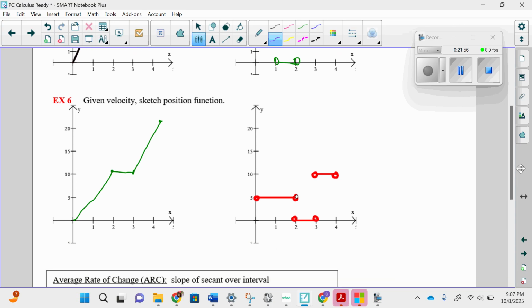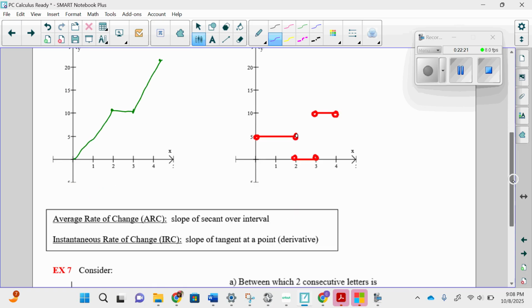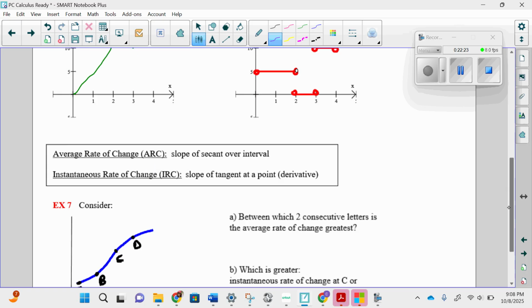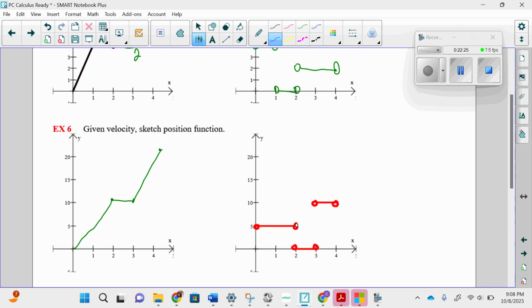And then example 6, going the opposite direction, we're graphing now a position function that has a constant rate of change of 5 between 0 and 2, then a constant rate of change of 0 between 2 and 3, and then a constant rate of change of 10 between 3 and 4, and that is what that ends up looking like. All right? And we will do the rest of this at a later time.